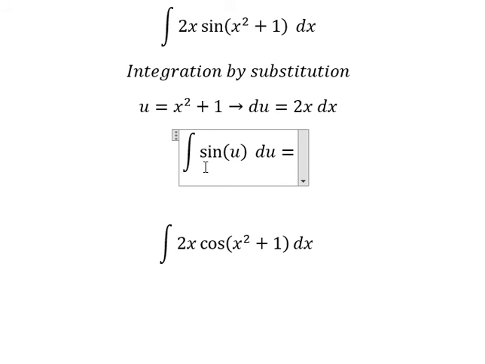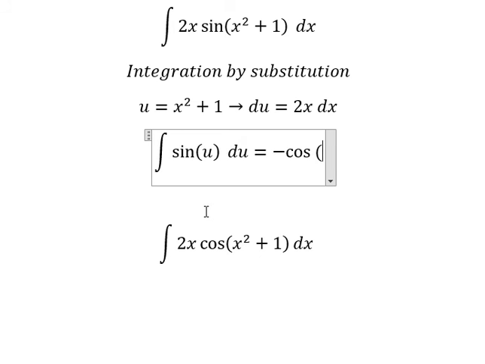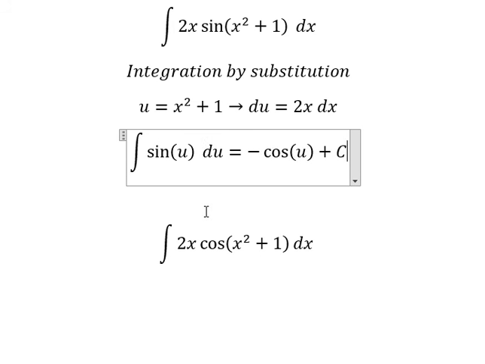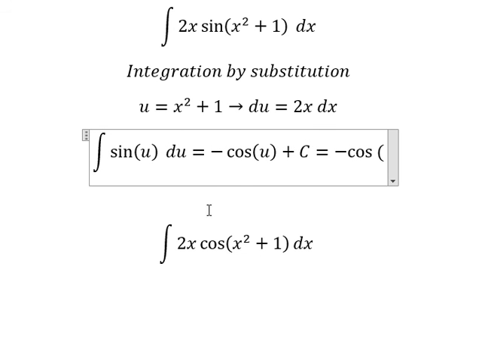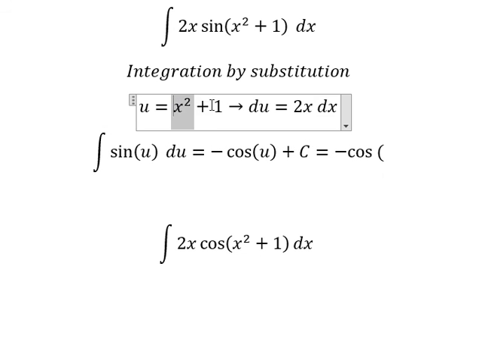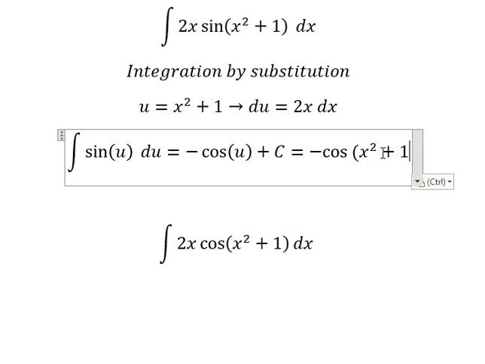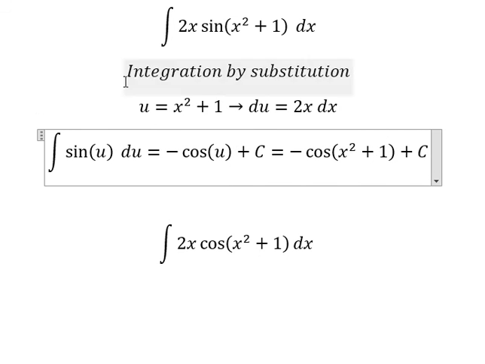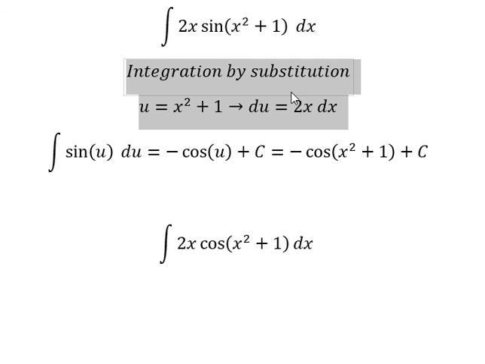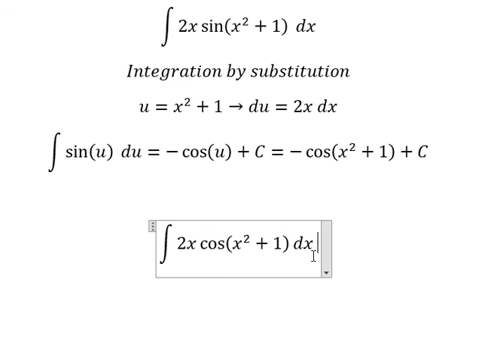The integration of sine u gives us negative cosine u, and I will put plus c. In terms of u, that is this one. Now we can apply this formula here.